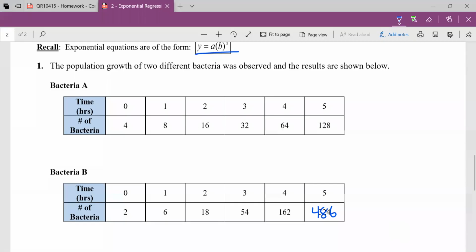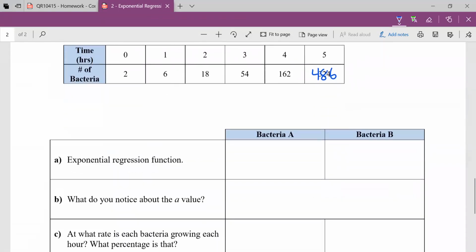So our equation for this one was y equals 4 times 2 to the exponent x. Now this is really important. If you do not write it as y equals, you will not get full marks. I need you to write it like that.